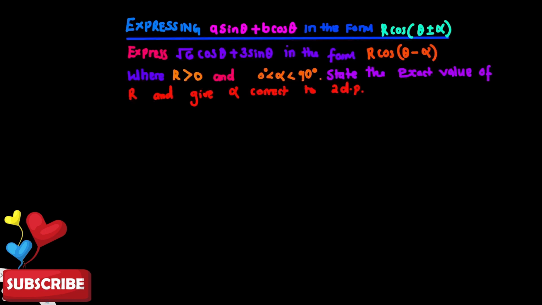We are told to express root 6 cos theta plus 3 sin theta in the form r cos into bracket theta minus alpha, where r is greater than 0, and also we are told that alpha should be between 0 and 90. We're supposed to state the exact values of r and give alpha correct to 2 decimal places.